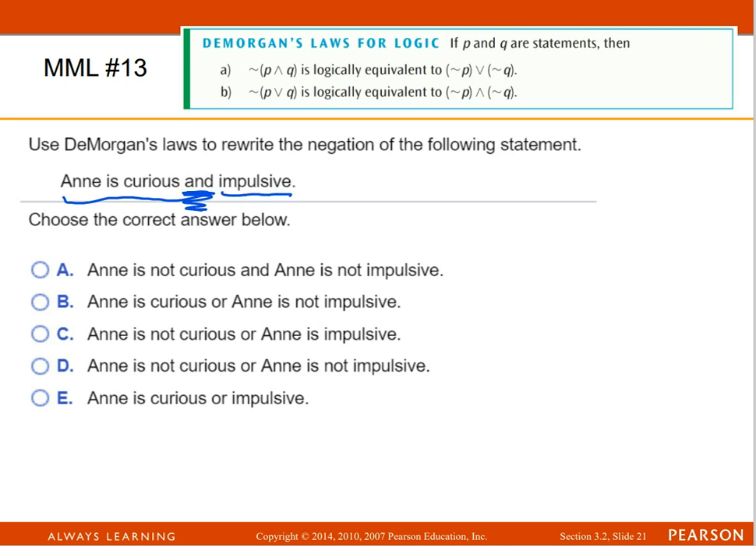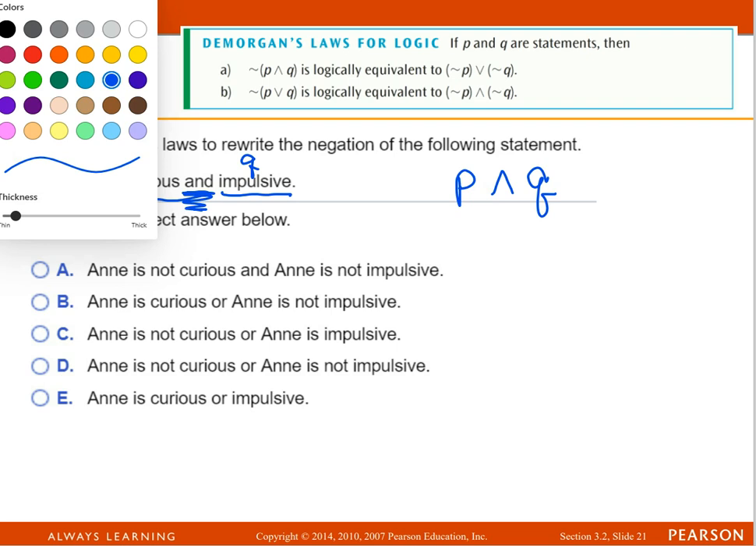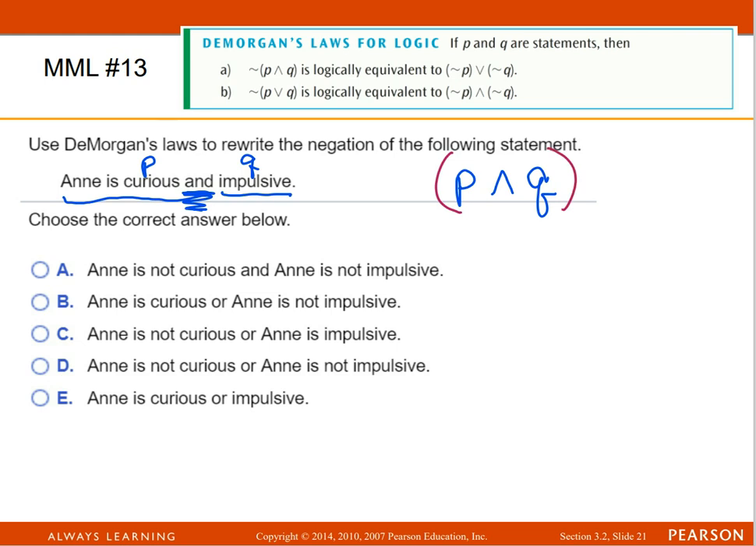So if we let Anne being curious be P and Anne being impulsive be Q, what we're looking at is a P and a Q. However, we are being asked to negate that. And so that one is the top one. Please work, highlighter. Please work. There we go. That's that one. We're going to negate a P and Q.